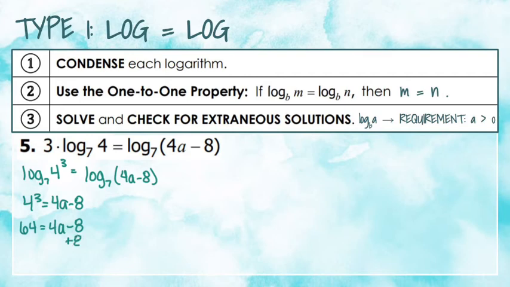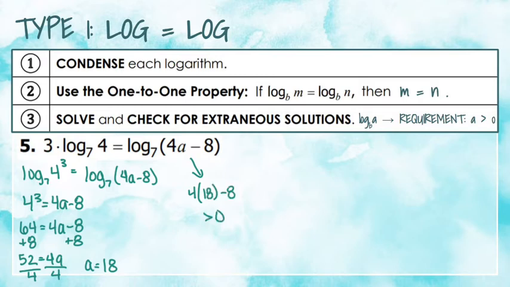And then we're going to try to solve for a. And we should get that a is equal to 18. Then we have to check both of our logarithms. This one doesn't have a variable in it, so it doesn't matter. But here we have 4 times 18 minus 8. Is that greater than 0? Yes, it is. So that means that a equals 18 is our solution.